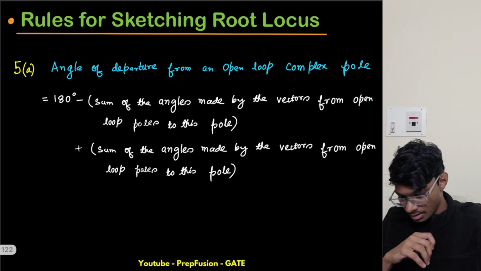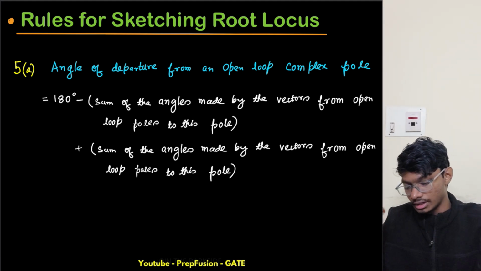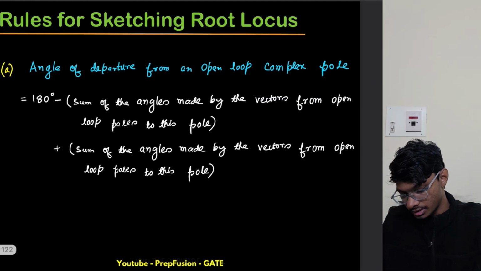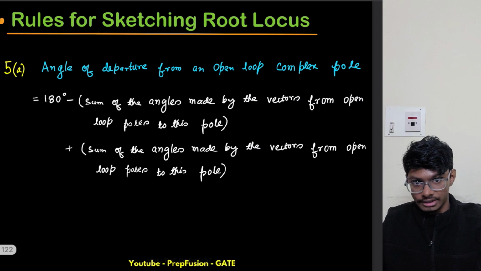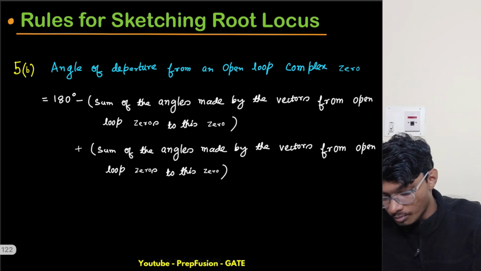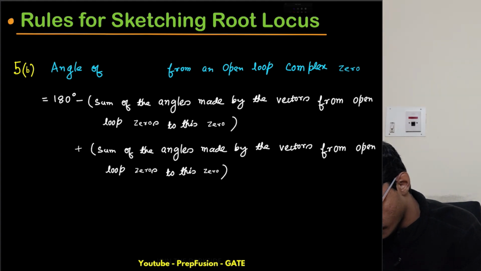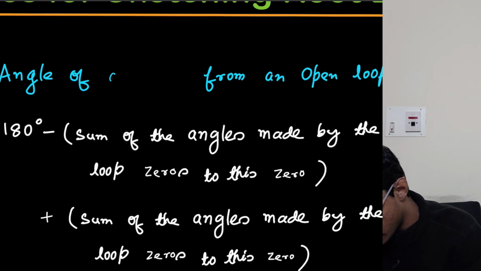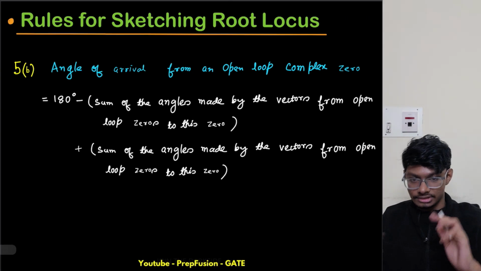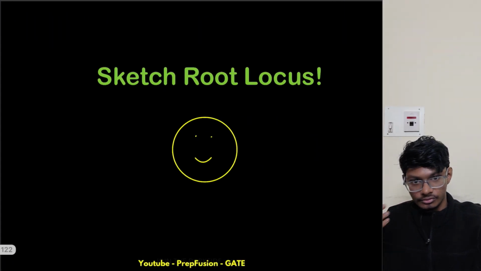We will do this. And there are a few more: the angle of departure from an open loop pole and, sorry, this is actually wrong, I'll correct it, the angle of arrival and angle of departure. For a complex zero, something always comes to it, so it will be the angle of arrival. Don't worry if you don't understand. All these slides we will understand in the next lecture, when we solve a question.